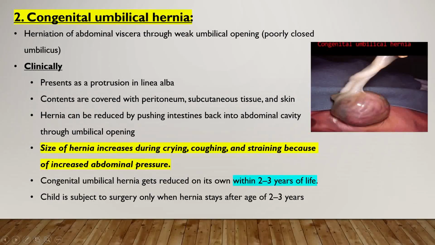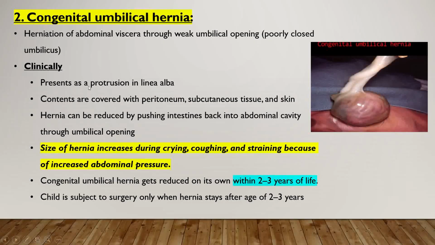Second one is congenital umbilical hernia, the herniation of abdominal viscera through the weak umbilical opening, which is actually poorly closed. So remember here what is the difference between these two conditions, congenital umbilical hernia and omphalocele. In omphalocele, the physiological herniated loops are not returning back. In case of congenital umbilical hernia, the loops have returned back, there was normal development, and then through weak umbilical opening, the abdominal viscera has been herniated.